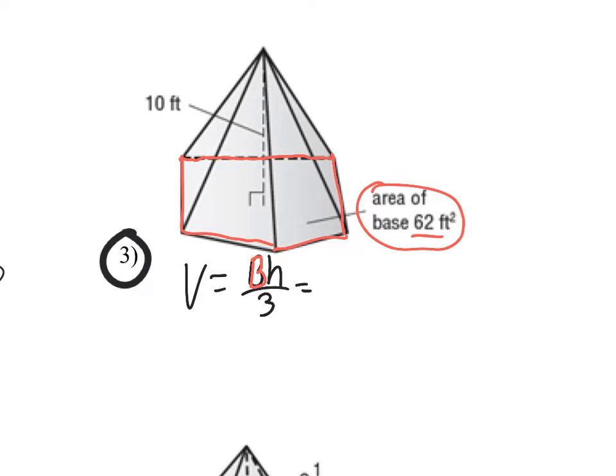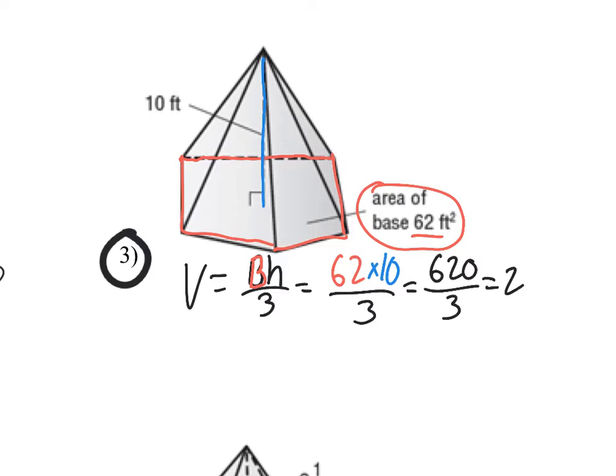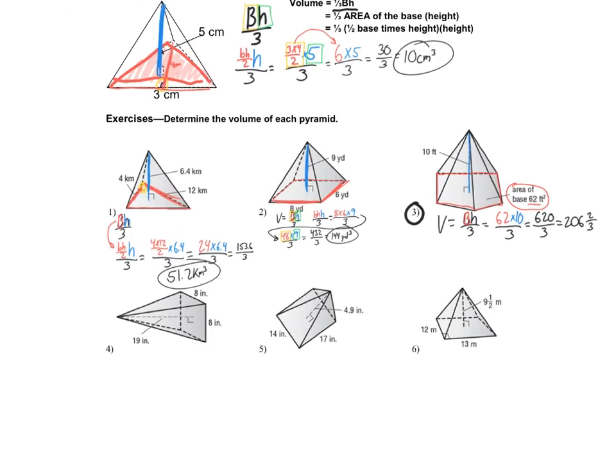So we can just start plugging in numbers. Area of the base is 62. We're going to multiply that by the height of the figure, which is 10. Our final answer we will divide by 3. So 62 times 10 is going to be 620. Again, we have to divide that by 3. So 620 divided by 3 is going to be kind of a gross number. It comes up to 206 and 2/3. All right, I'm going to keep going through these other examples.